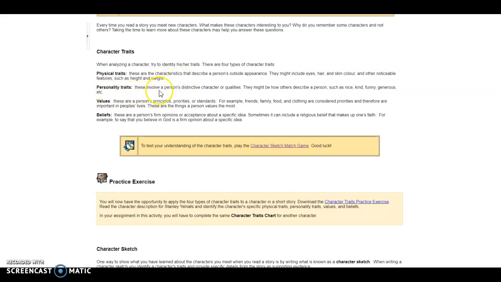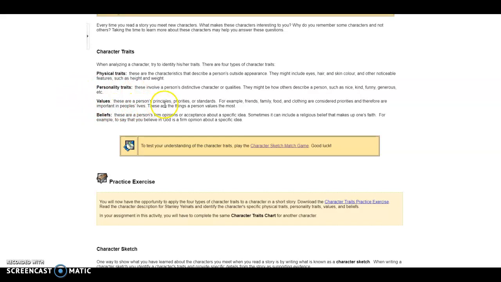Personality traits. These involve the person's distinctive character or qualities. So how would you describe the personality of the character that you just met in the story? Would you say that the character is nice or kind or funny or generous? Those are kind of positive traits. You might use negative traits for their personality as well.